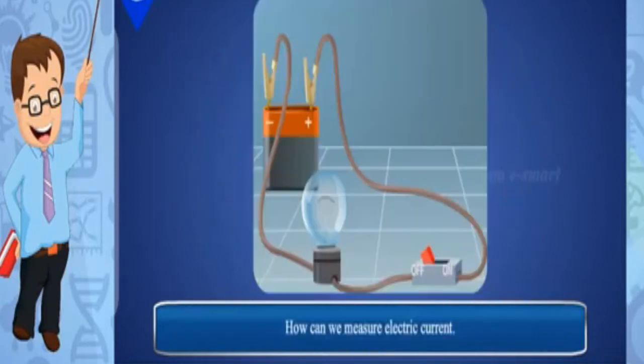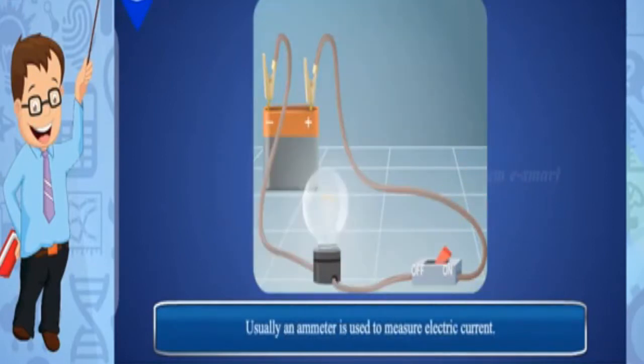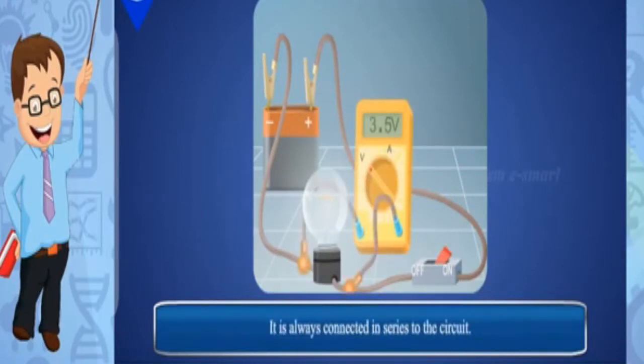How can we measure electric current? Usually, an ammeter is used to measure electric current. It is always connected in series to the circuit.